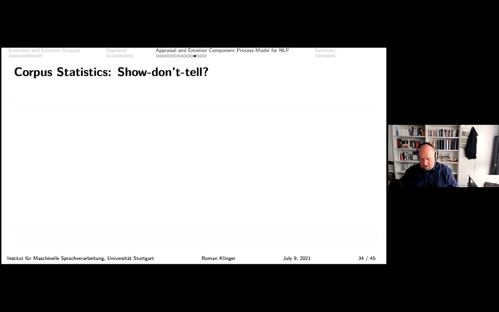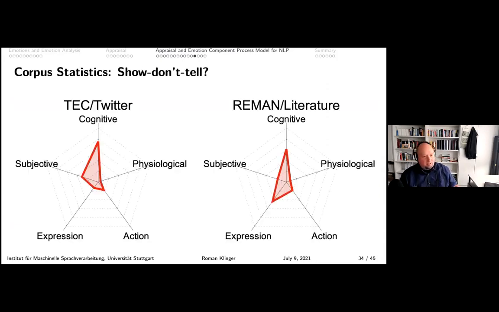So the question is now, do people actually make use more often of dimensions which are not just subjective reports than of the other components? I show you again two of the spider radar plots, one for the Twitter corpus and one for the literature corpus. Now the dimensions are these different components of emotions, and these are frequencies again. What we see is that the subjective component, which we would expect to be more often used perhaps on Twitter than in literature, because in literature this is something that should typically be avoided.